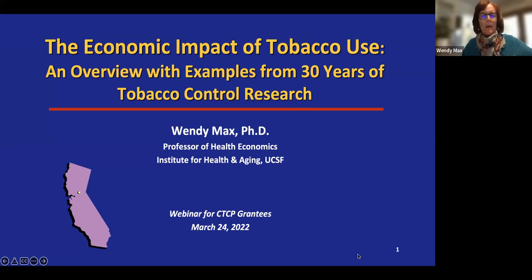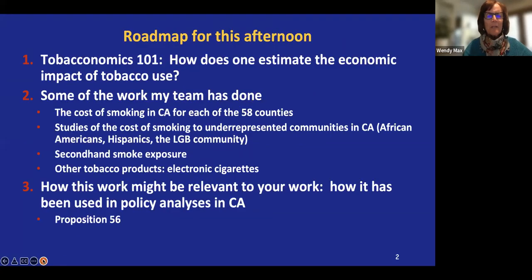Okay. Well, what I'm going to talk about today is the economic impact of tobacco use. And what I want to do is to give you an overview of how we determine the economic impact of tobacco and then give you lots of examples. I've been doing this work for, I think it's closer to 35 years now, and I've done a lot of work in California. So I'm not going to talk about every single thing that I've ever done, but I want to give you enough examples so that you can maybe start thinking about how this might apply to your own work. So here's the roadmap.